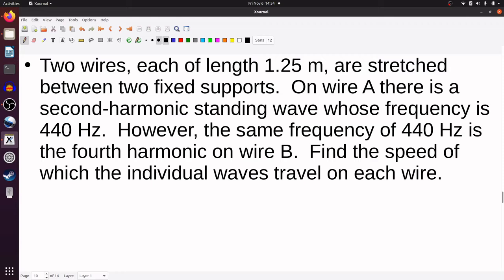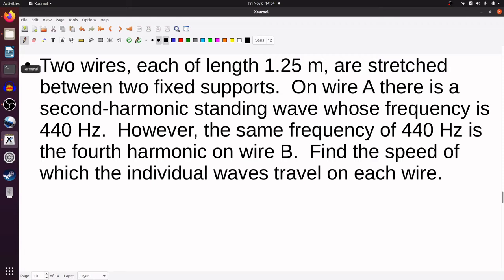All right, we have 2 wires, each of length 1.25 meters, stretched between 2 fixed supports, so like a guitar string. On wire A, there's a second harmonic standing wave whose frequency is 440 hertz. However, the same frequency of 440 hertz is the 4th harmonic on wire B. So what I need to do is find the speed at which individual waves travel on each wire.